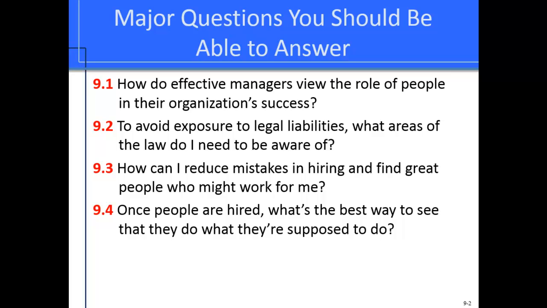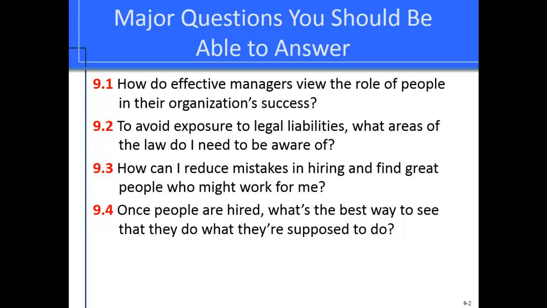The next part of the chapter is over the legal requirements of human resource management. After reading this, you should be able to answer the question, to avoid exposure to legal liabilities, what areas of the law do I need to be aware of? Part 3 is over recruitment and selection. This is putting the right people into the right jobs.